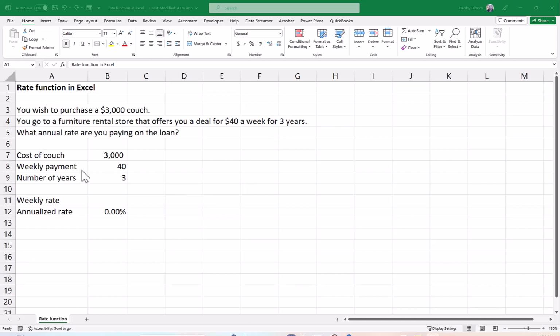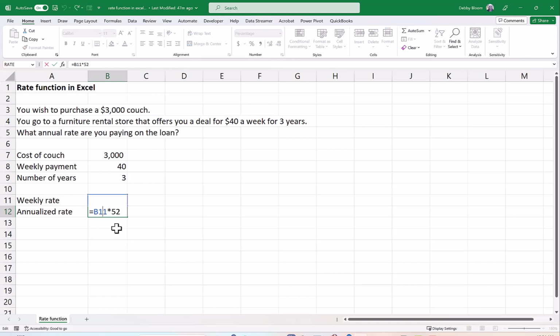Now realize that when you use the rate function, because these are weekly payments, it will calculate a weekly rate. So what you want to do even before you look at that weekly rate is to take that weekly rate and multiply it by the number of periods in 1 year. Since this is a weekly payment, even before I calculated the weekly rate, I took the cell that will have the weekly rate and multiplied it by 52, to impress that the rate that is calculated is not an annual rate. You shouldn't use that to compare. You have to multiply it by the number of periods in 1 year.